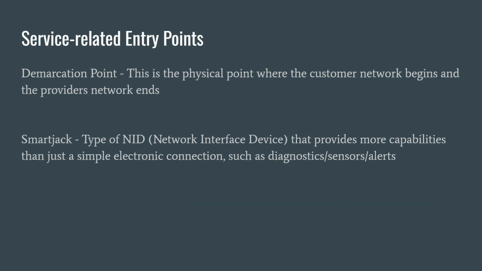Demarcation point. This is the physical point where the provider's network transitions into the customer's network. This is also the point where the provider no longer has responsibility over any network issues. SmartJack is a type of NID that provides more capabilities than just a simple connection. It can diagnose issues, it can trigger alerts, as well as have sensors that can monitor and then trigger those alerts.